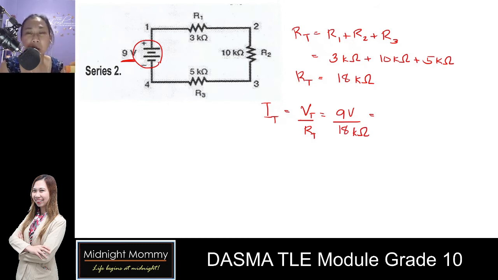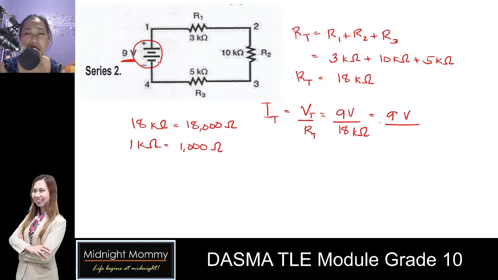So ito medyo tricky to kasi ang ampere is defined as voltage over ohms. So ito kailangan nating gawin, 9 volts over 18 kilo ohms. Okay? Ang ibig sabihin nito, this is 18,000 ohms, kasi ang 1 kilo ohm natin is equivalent to 1,000 ohms. Okay? So, lagay natin dito 18,000 ohms. Kaya ang total current natin is equal sa 0.0005 amperes.